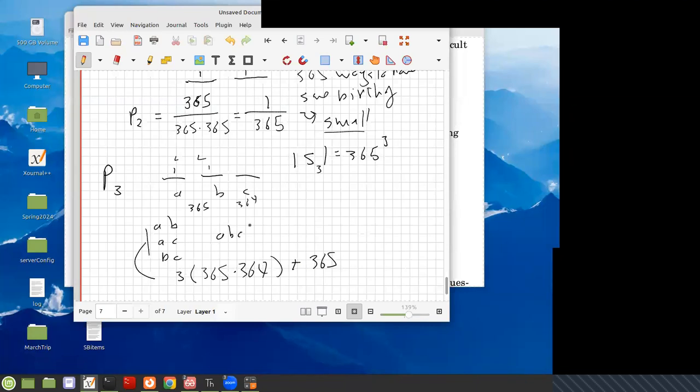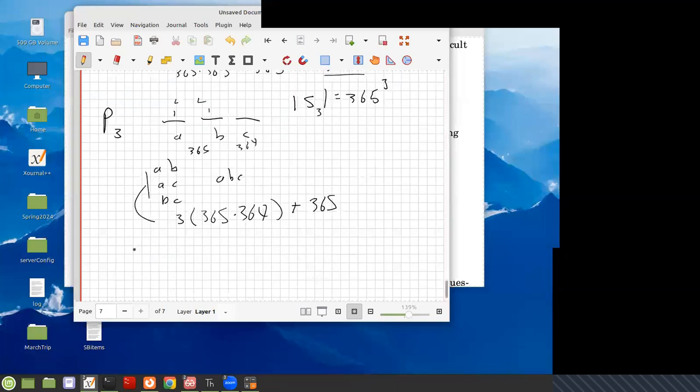So then I would say this is the number of counting. So the probability for 3 people would equal 3 times 365 times 364 plus 365 over 365 cubed, which isn't so bad, but you can see, what happens when I get up to like 50 people? There's going to be an impossible number of different possibilities to add up.